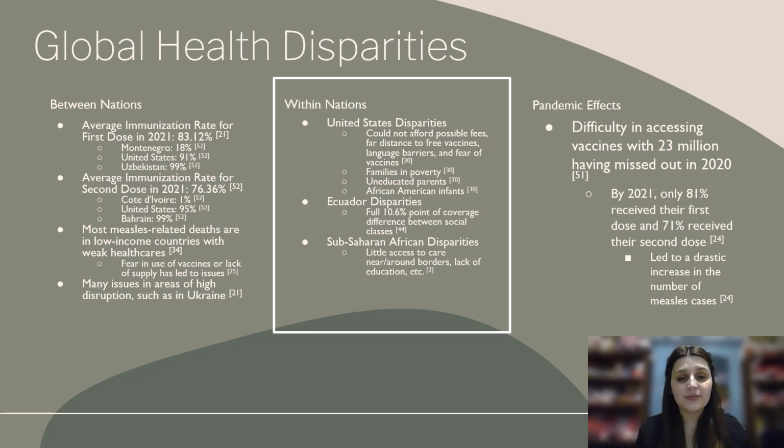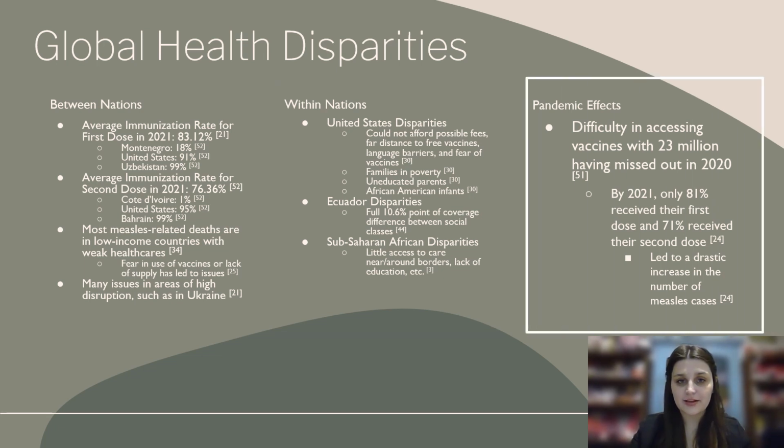While it may initially be surprising that a wealthy country such as the United States is slightly below that herd immunity level, there is a huge fear of vaccines and their risks due to poor outreach with society, as well as language and monetary barriers. Disparities within Ecuador further highlight the difference in social classes, with many more vaccinated in higher socioeconomic groups. Lastly, the pandemic greatly exacerbated the current disparities, with 23 million people missing out on the vaccine in 2020.